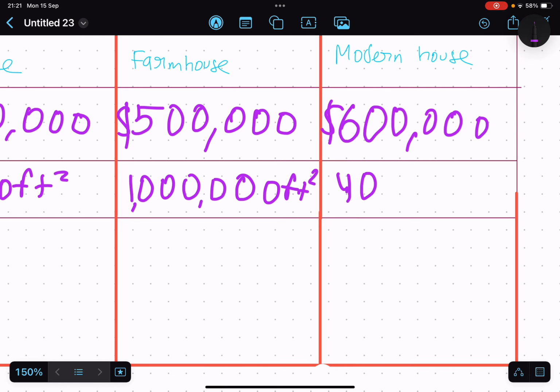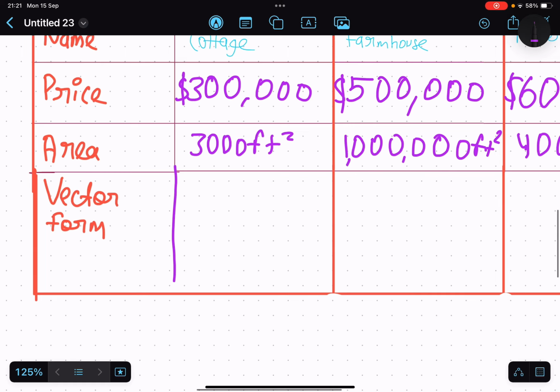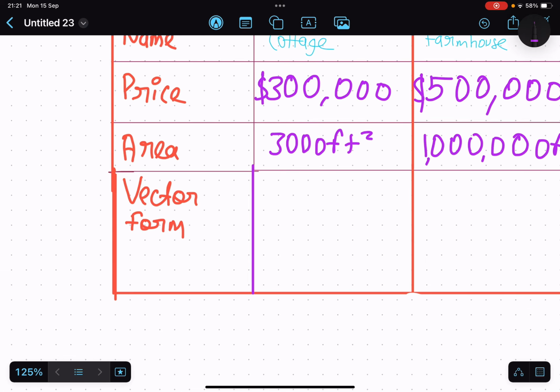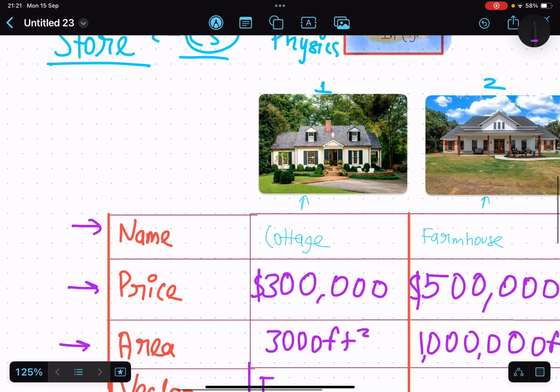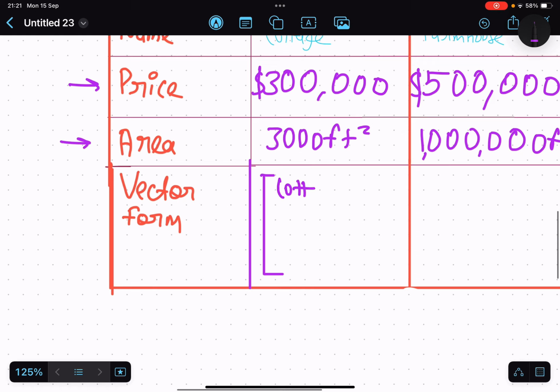Now, let's talk about vector form. Do you remember when I said that order matters while making vectors? Here you'll see why it matters. So if I want to make a vector of these three things, name, price, and area of this house, then this is how it would go. It would go cottage, and then I would write 300,000, and then 3,000. So this is the data of the house stored in vector form.